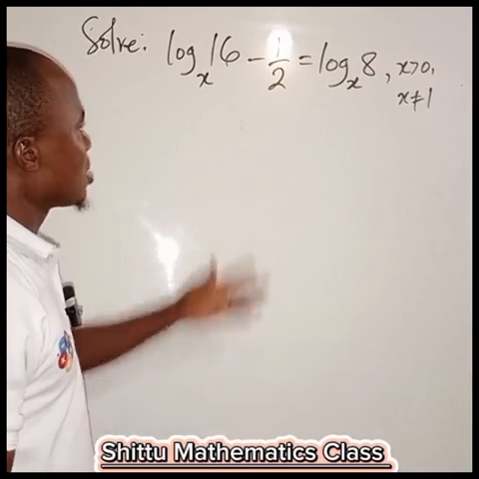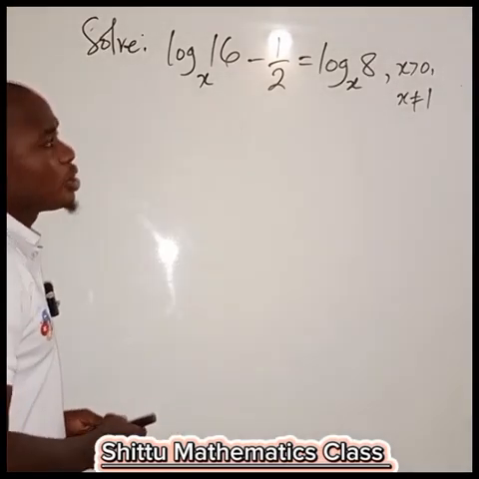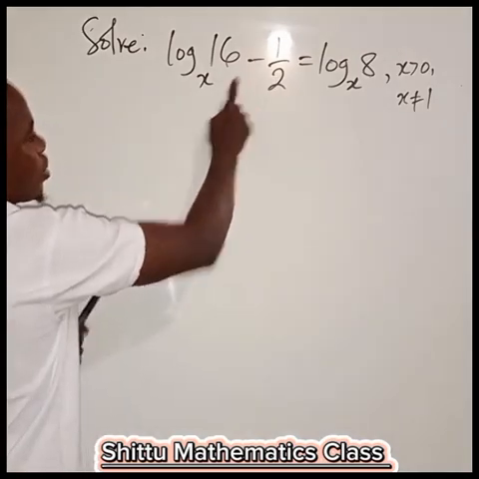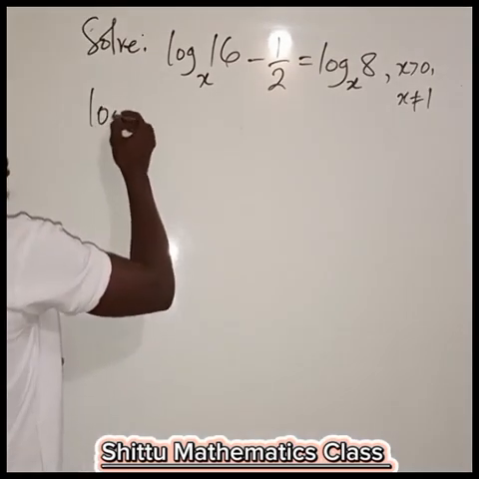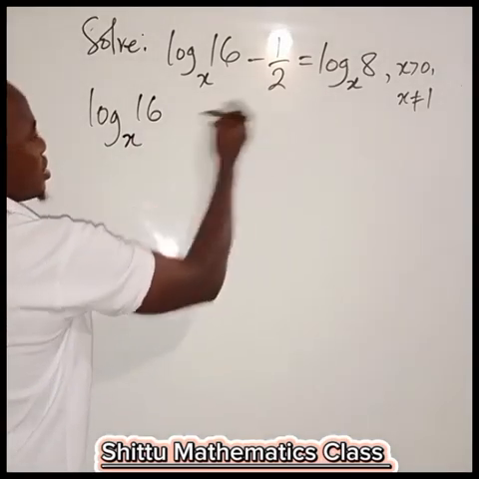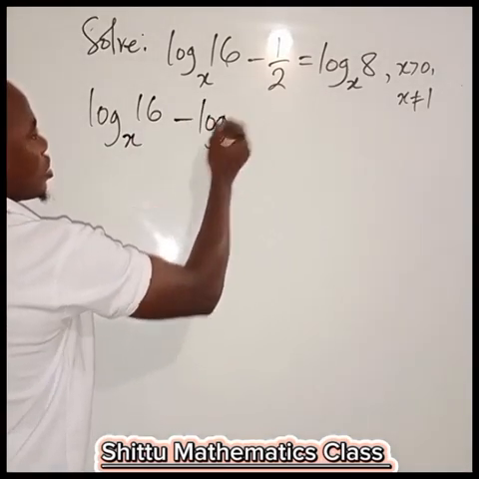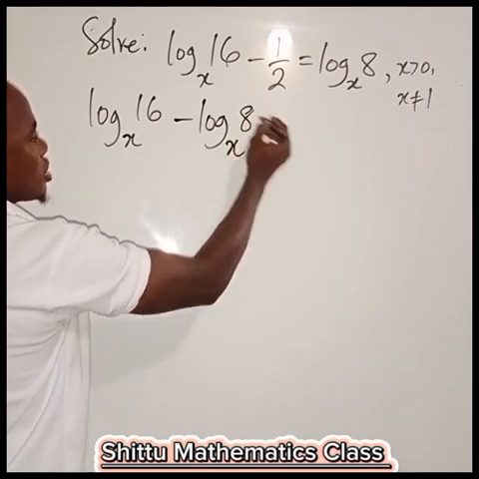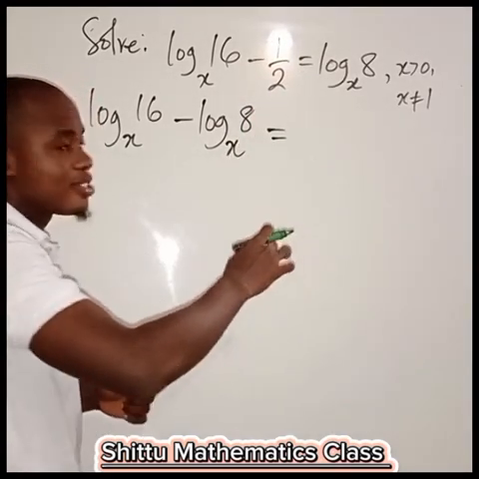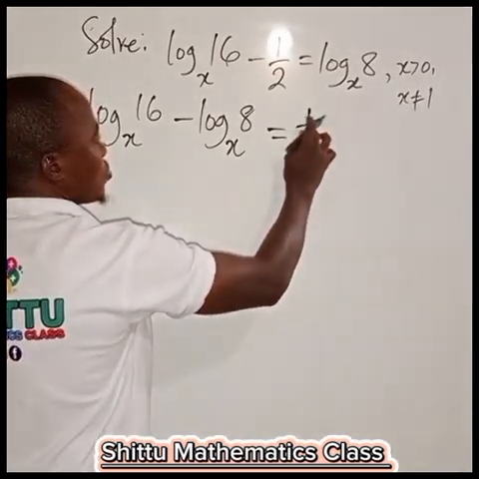Good. So now let's see how we are going to do this. From the log, I can rewrite this equation. I send this to this side, so I'm going to have log 16 base x minus log 8 base x equals, then the half I'll take to the right-hand side, I have 1 over 2.